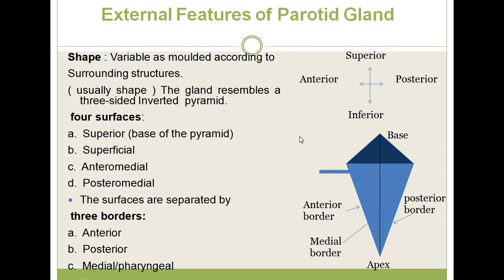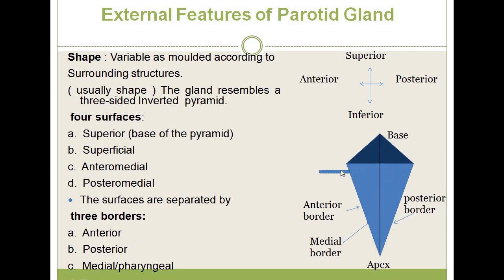External features of parotid gland. The size and shape of this parotid gland is variable as it is molded according to surrounding structure. However, usually the shape is inverted three-sided pyramidal shape. So it is having four surfaces. This is the superior surface or base, this one. Then there is anteromedial surface, posteromedial surface, and this one is superficial surface.